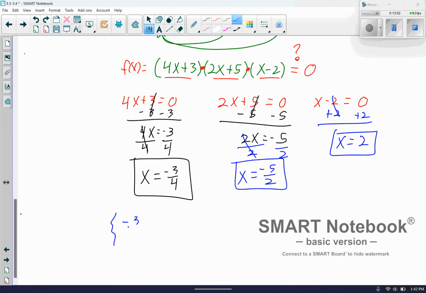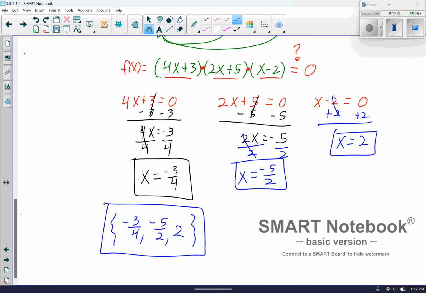So once again, it doesn't matter what order you list these, but those are going to be our three values right there that will satisfy that function and make it equal 0. So those are also known as x-intercepts.